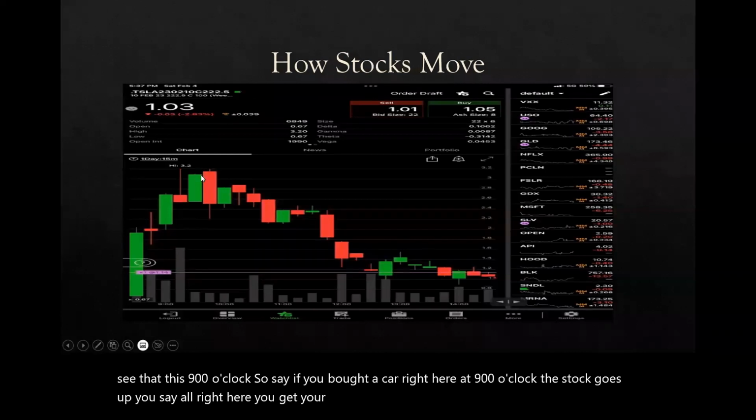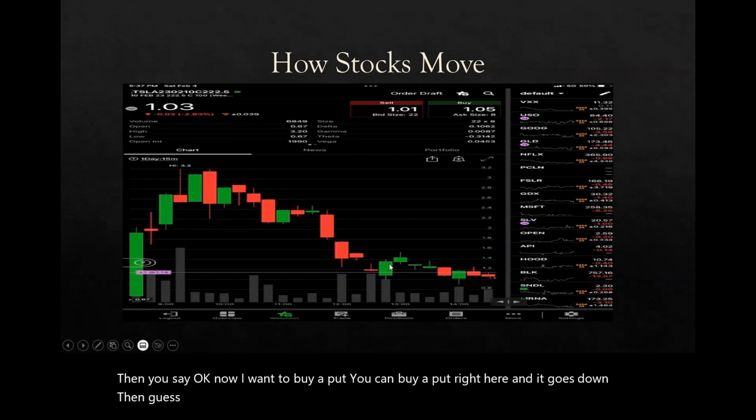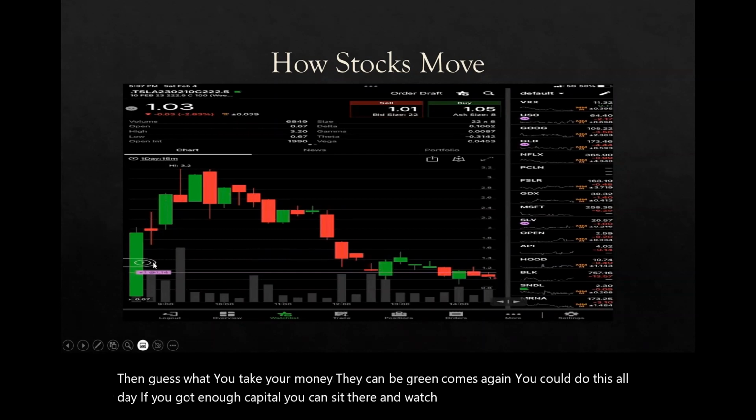You make your money. Then you say, okay, now I want to buy a put. You can buy a put right here and it goes down. Then guess what? You take your money. Then here come these green candles again. You can do this all day if you got enough capital. You can sit there and watch the market, because this is what the market does.